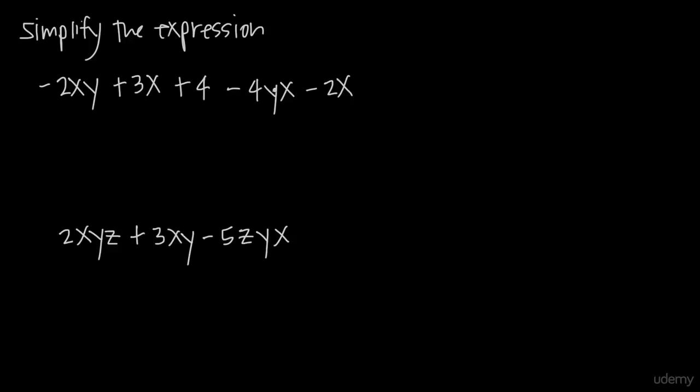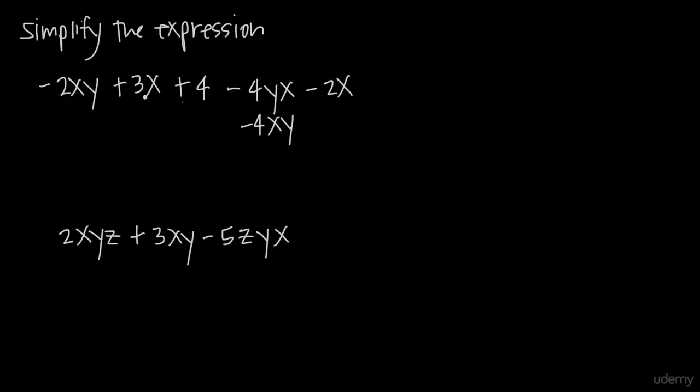Here I have a negative 4yx. But remember, when I have things that are multiplied together, I can use the commutative property to switch the order. Negative 4yx is the same as negative 4xy. And in fact, when you see this, you should go ahead and flip the order, because convention tells us that we always want to put our variables or our letters in alphabetical order. So negative 4yx is the same as negative 4xy.